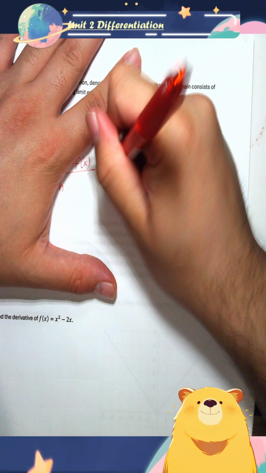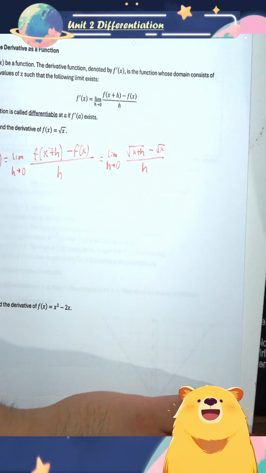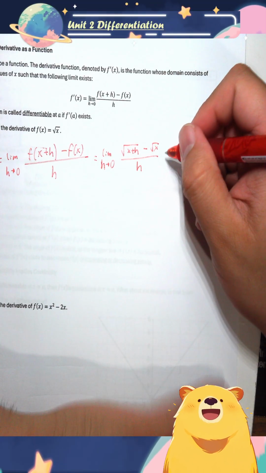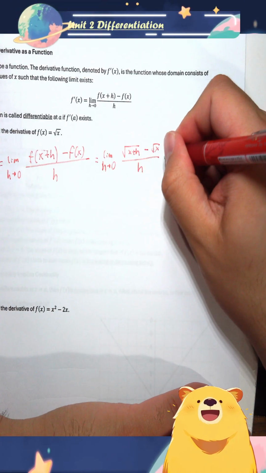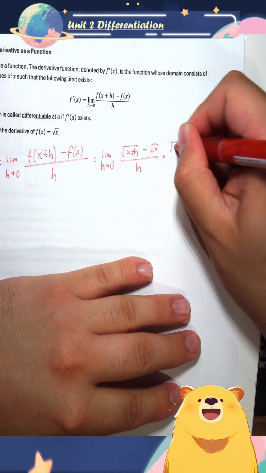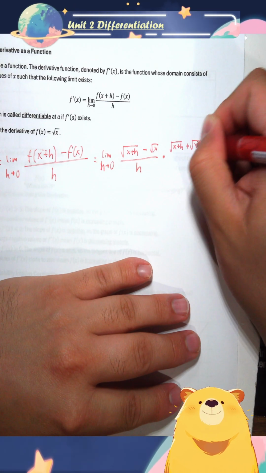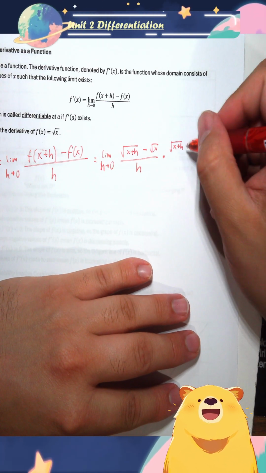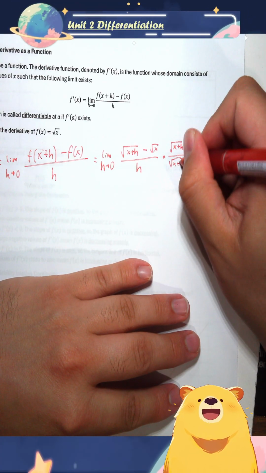So what we need to do instead is to rationalize. So let's go back to classic rationalization. So I'm going to go ahead and multiply this by 1, but not really 1. I'm going to multiply it by the square root of x plus h plus the square root of x over that same thing.